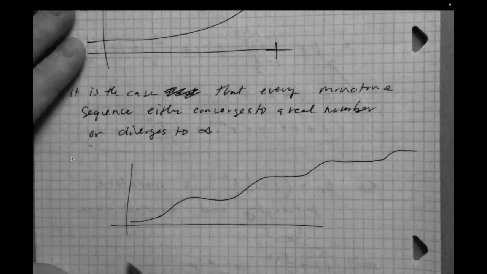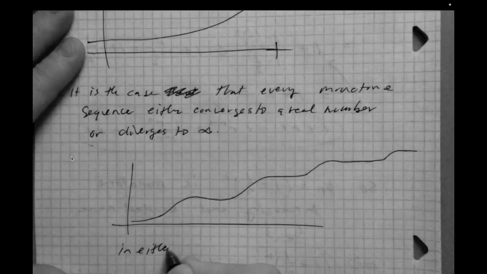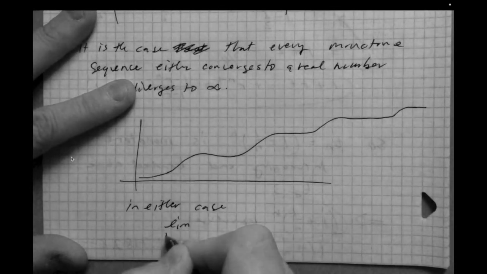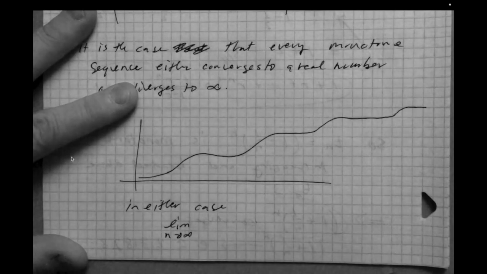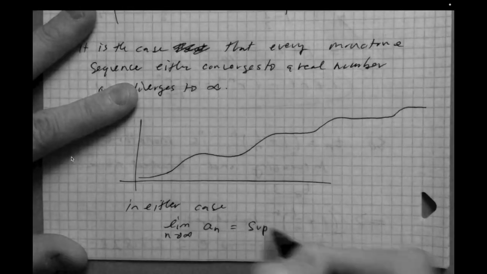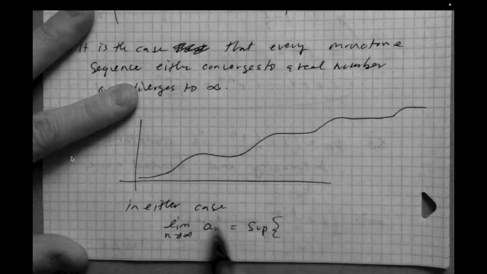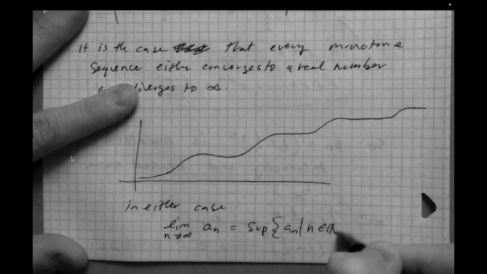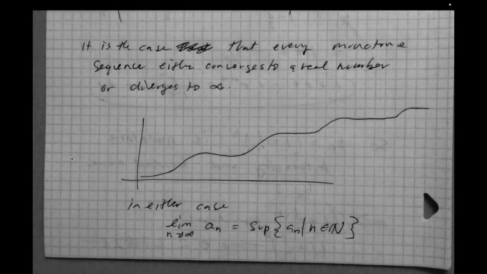And in either case, the limit as n approaches infinity of a sub n is going to be equal to whatever the least upper bound of these terms happens to be. Right, so whatever the supremum, or least upper bound, of the sequence is, that's going to be the limit. Okay.